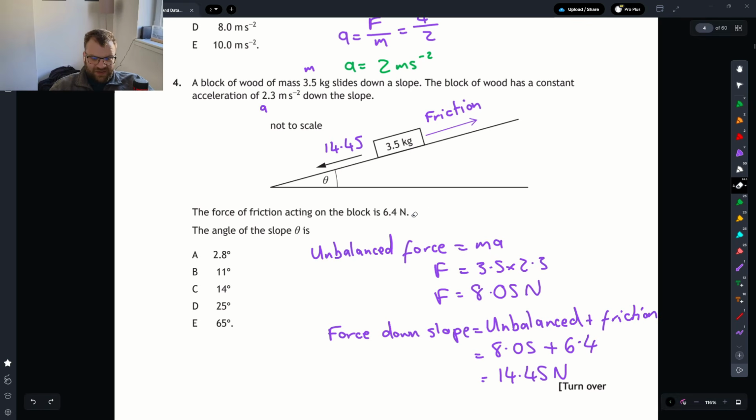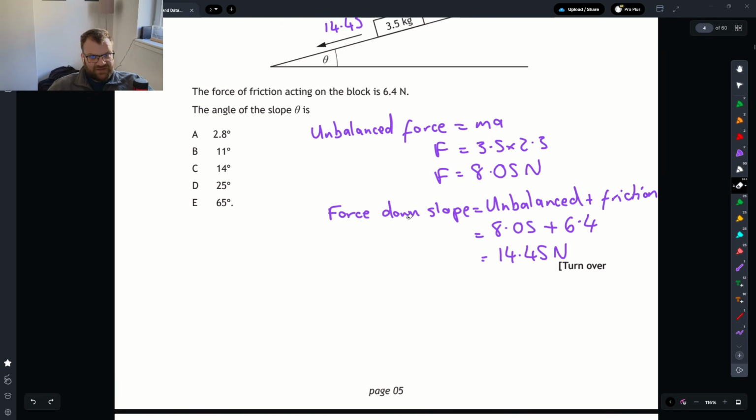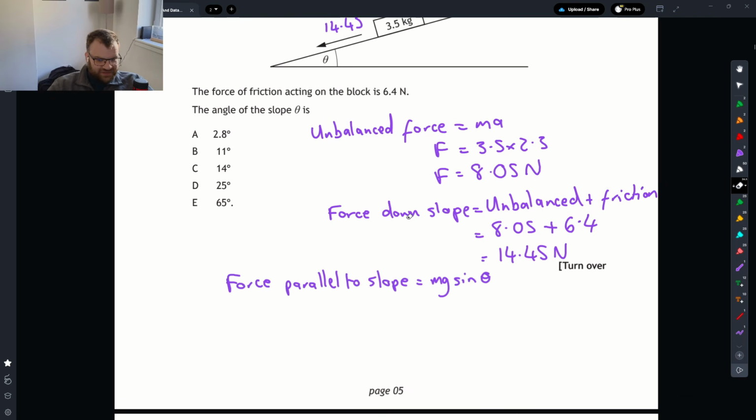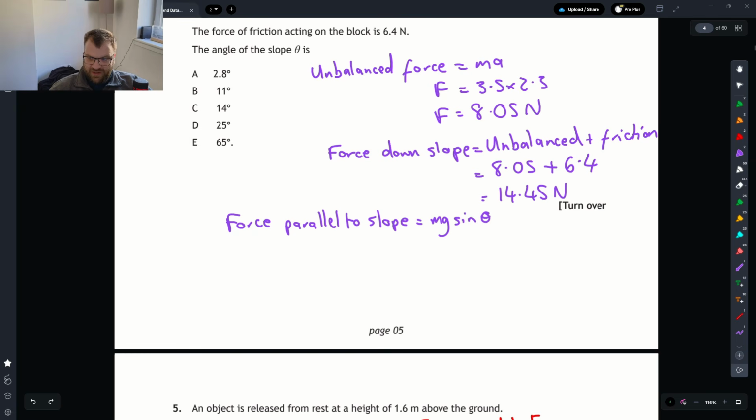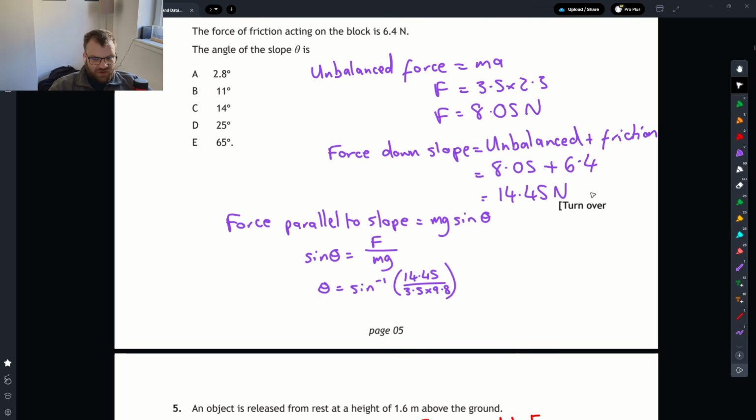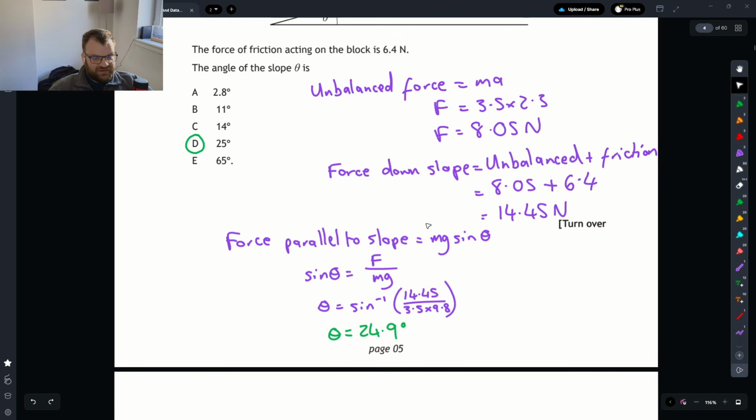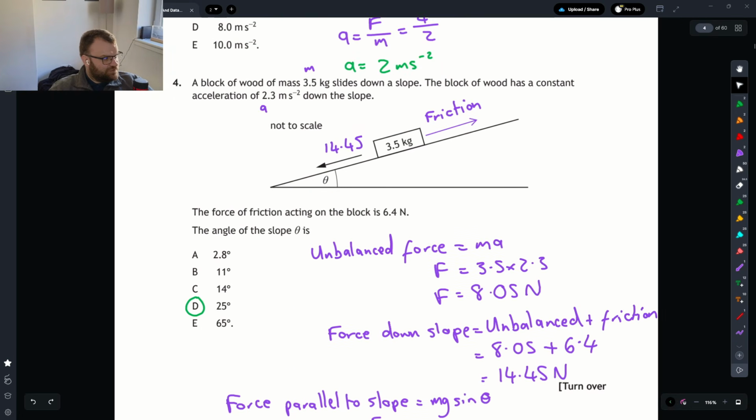And then for the angle, we are going to be using either the sine or the cosine, the mg thing. It's parallel to the slope, meaning it's going to be the sine one. We can rearrange this for working out the angle. So first thing I'm going to do is take across the mg and get it on the other side. And then to get rid of the sine, we're going to do sine to the minus 1 of that. And then when you plug that in a calculator, we're going to get our answer of 24.9 degrees. Round to 25, answer of D for number 4.